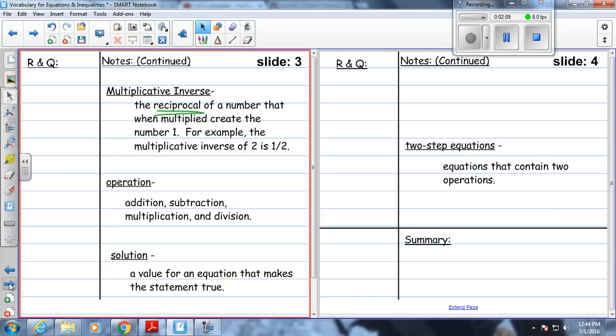That's it. So not a lot of vocab in this lesson or in this unit, but if you do have any others you want to add to it, that's perfectly fine. And if you have any questions, just ask.